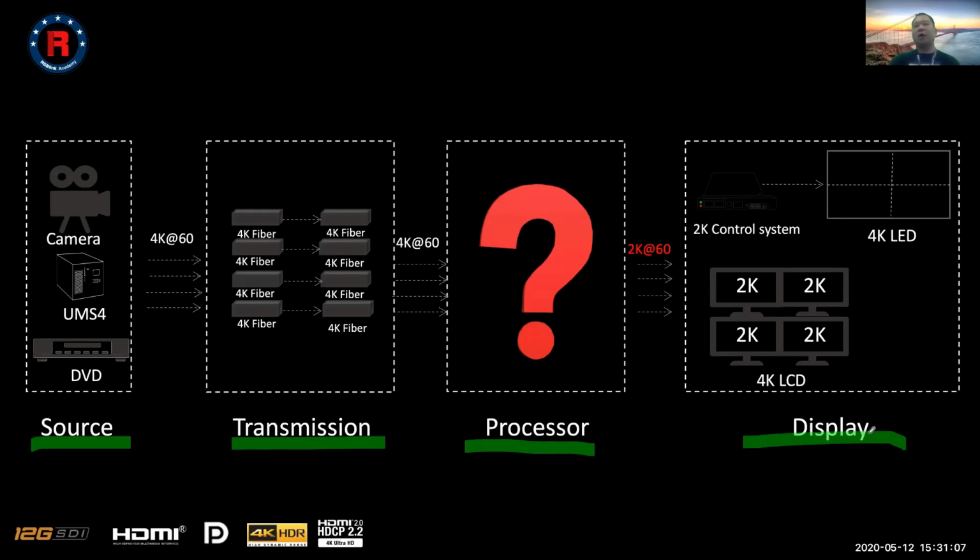How many different kinds of displays are we talking about today? We're talking about the 2K displays, multiple 2K displays, the 4K displays, and multiple 4K displays. To make sure the content can be delivered correctly to these different kinds of displays, we will share the example of RGBlink solutions.